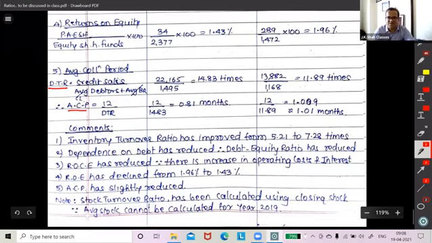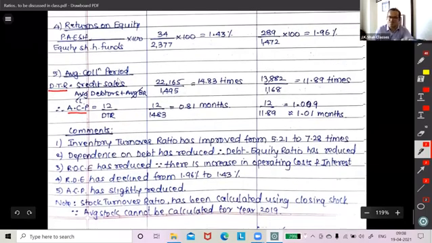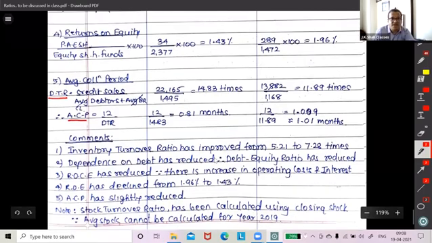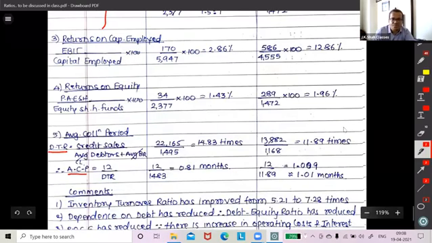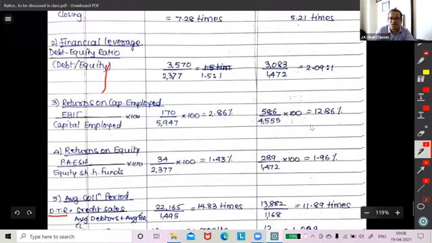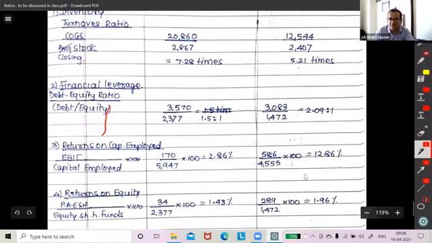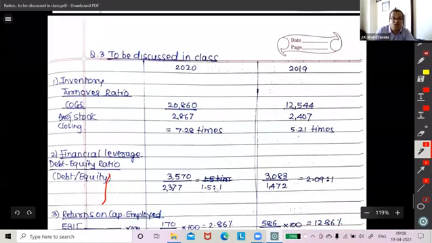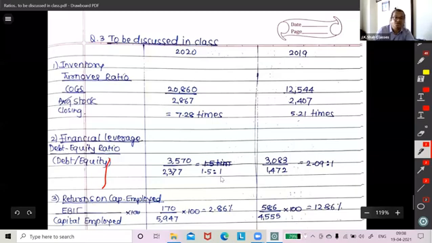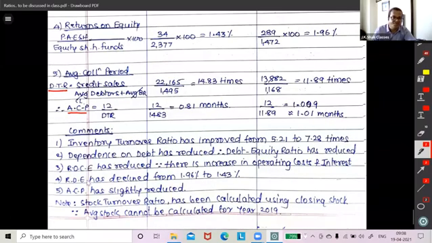So see the comments. Inventory turnover has improved, right? Okay, you see debt equity ratio. You see, earlier, this is the opening, this is the closing, right? Earlier it is 2.09 is to 1. Now it is 1.5 is to 1. What does that mean? Earlier debt used to be 2.09 times of equity. Now it is 1.5 times of equity. Okay? So we have written it that way. Dependence on debt has reduced.